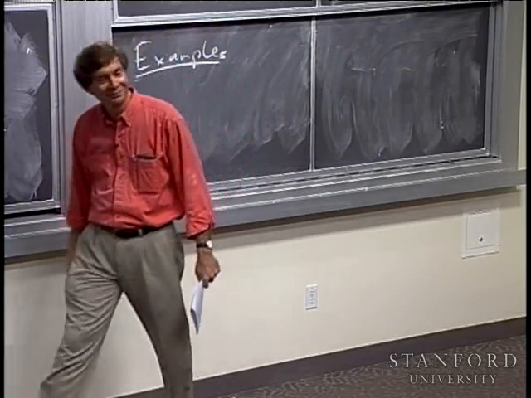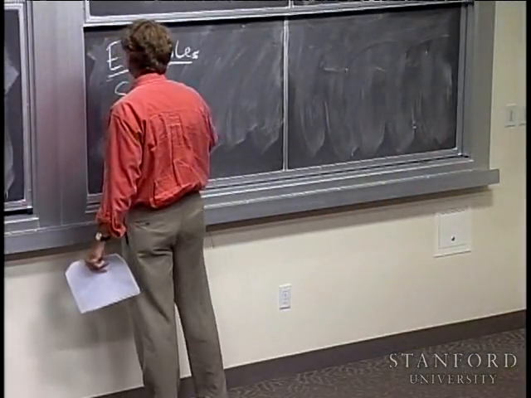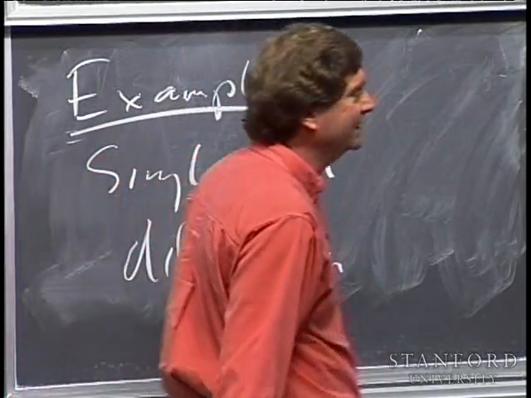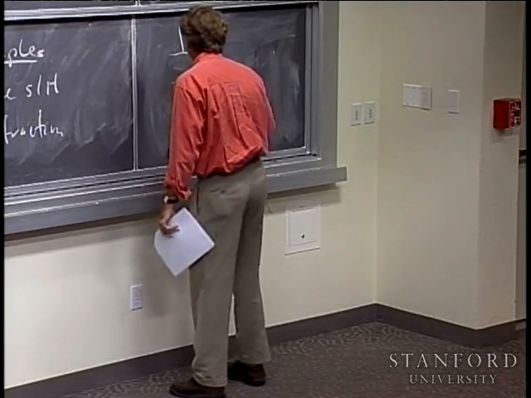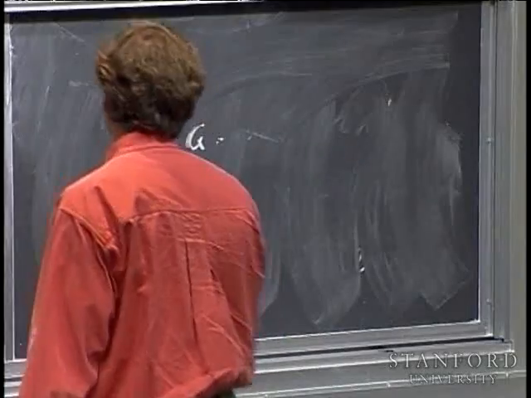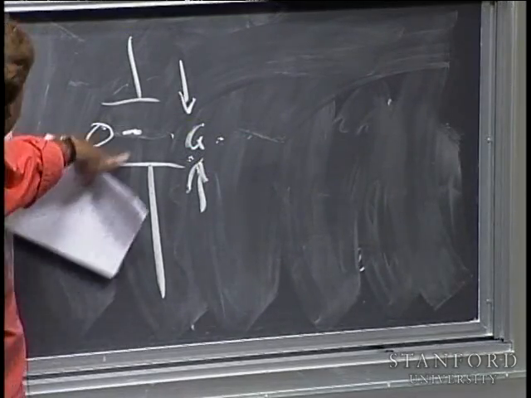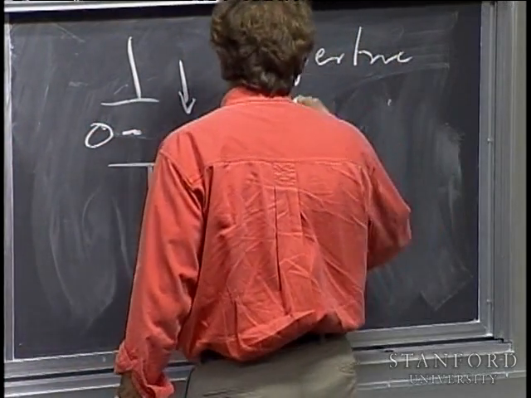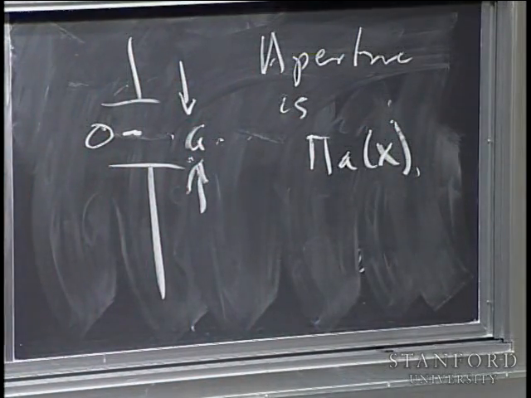Let's do single slit diffraction. The most basic diffraction experiment, a single slit. What is a slit? A slit of width, say, a, and let's say just centered at the origin. Then the aperture function is described by the rectangle function, pi sub a of x. That's a function which is 1 from minus a over 2 to a over 2, and it's 0 otherwise. So the aperture is pi sub a of x. That's the function that describes a single slit.